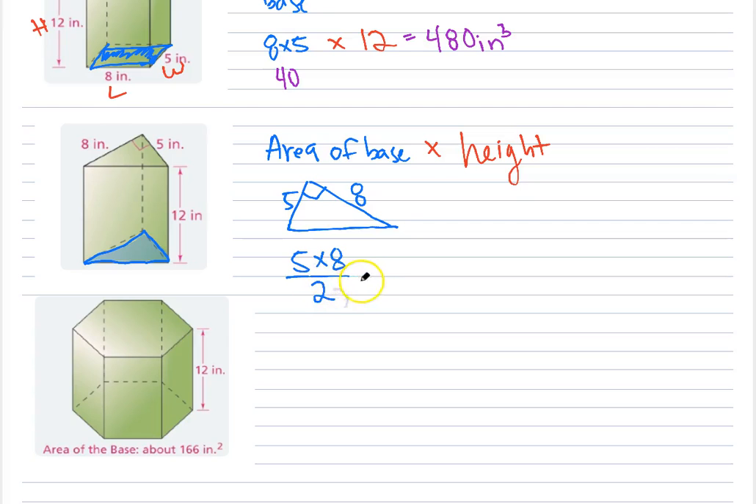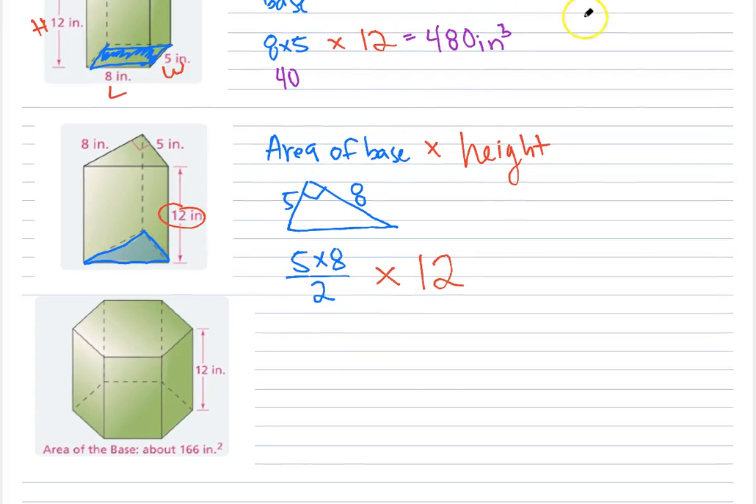Because triangles are half rectangles or half squares, one or the other. Okay, so this is my area of my base. Once I find my area of my base, I multiply that by the height. Our height is 12. So I can do this all in one big group, or I can do it section by section. My height is 12. Okay, 5 times 8 is 40.